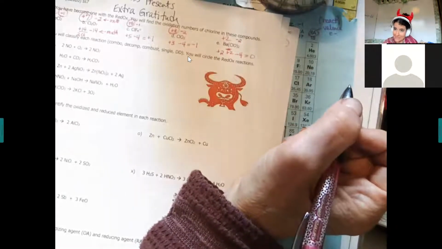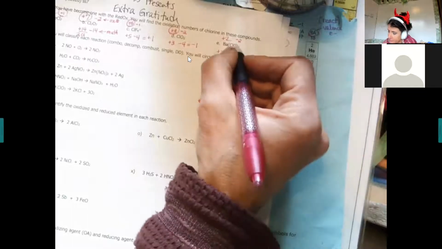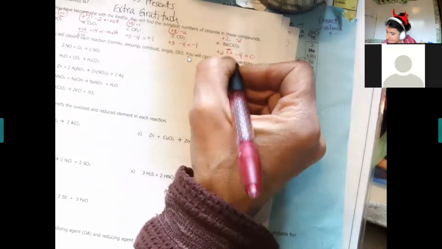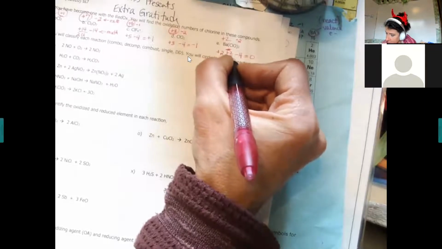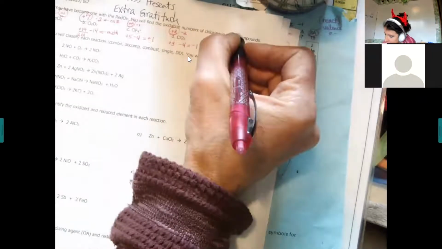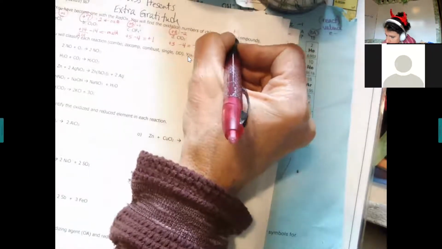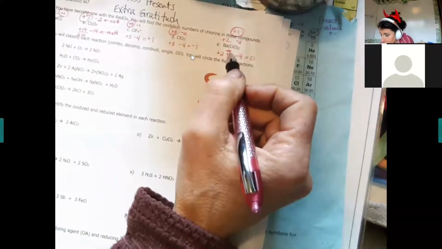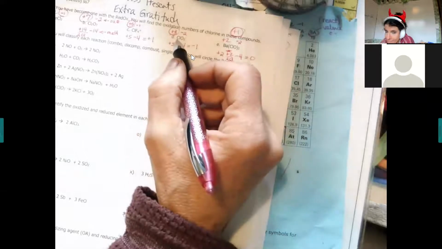That is not oxygen. I'm sorry, that's not chlorine's number, because this parentheses means that we double. We have 2 oxygens and 2 chlorines. So I have to divide by my 2 chlorines. So each chlorine is a +1. That is the difference between a hypochlorite and a chlorite.